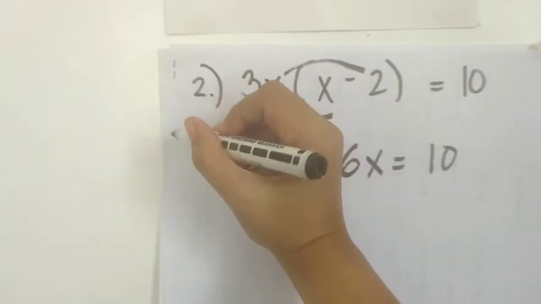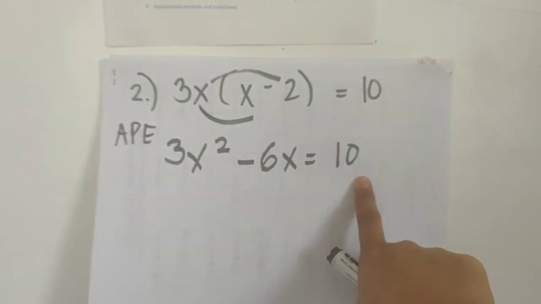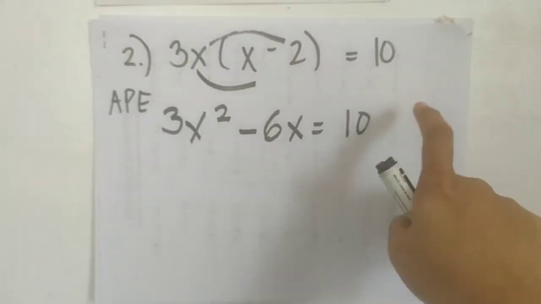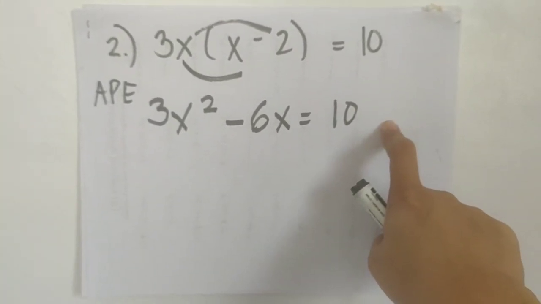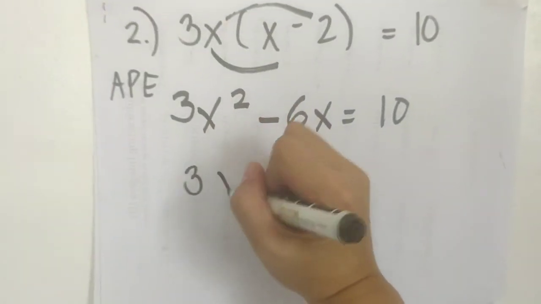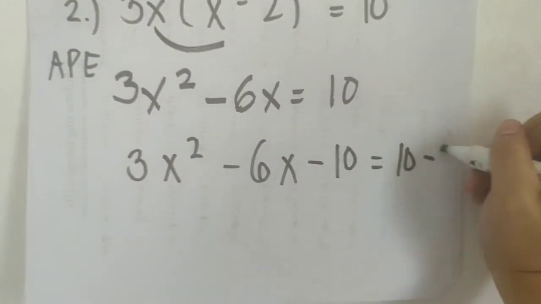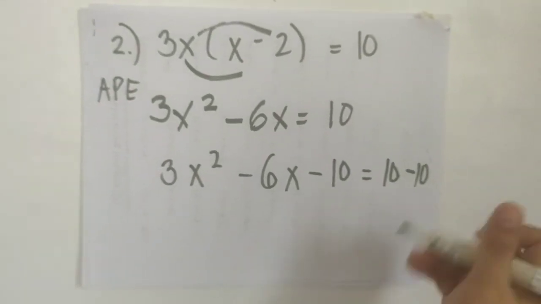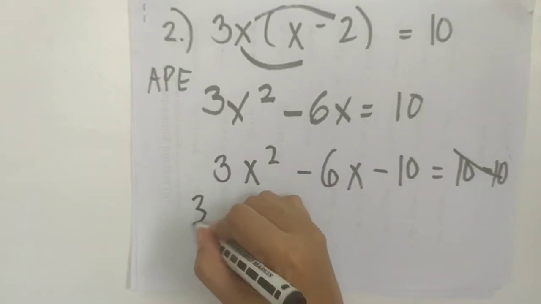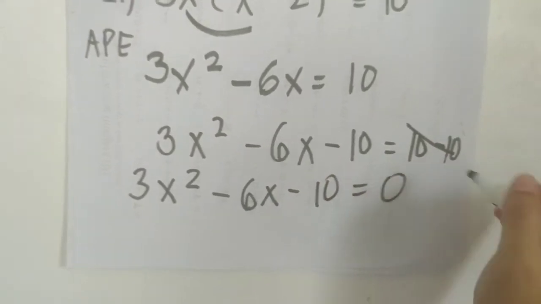So, using APE, so gagamitin natin yung APE. So, ano ba yung idadagdag natin sa 10 para maging 0? Diba? Negative 10. So, kung nag-add tayo ng negative 10 sa right side, we should add also negative 10 sa left side. So, we have here 3x squared minus 6x minus 10 is equal to 10 minus 10. Okay? So, pwede na natin makancel to kasi ang magiging sagot is 0. So, ang final answer natin sa standard form is 3x squared minus 6x minus 10 is equal to 0.